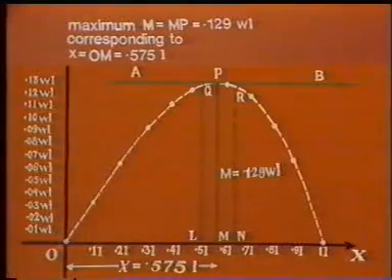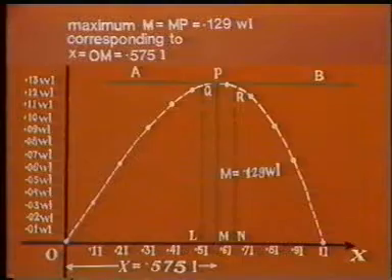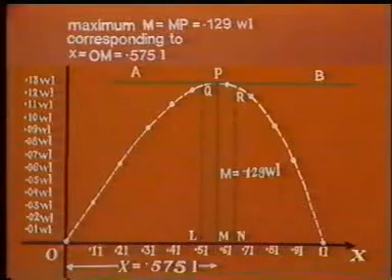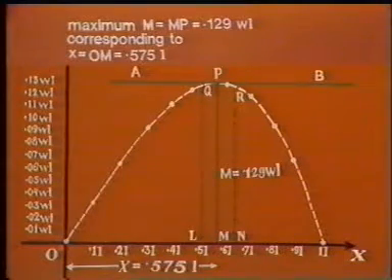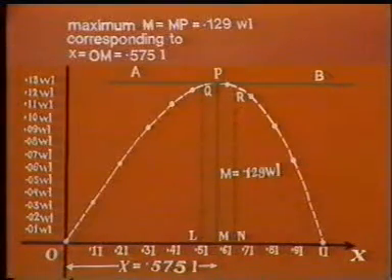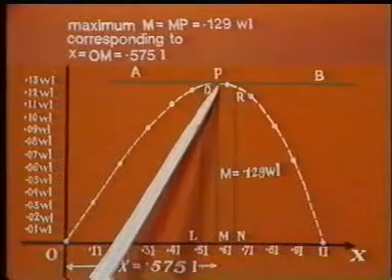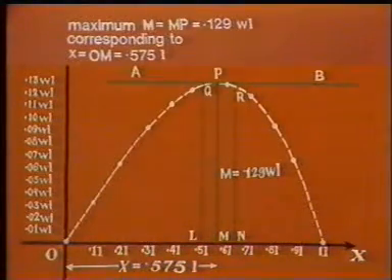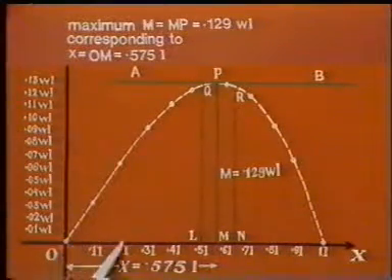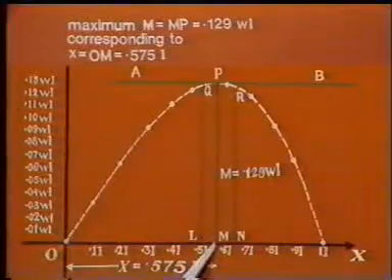Now, from the graph, we can measure the maximum value of the bending moment and the corresponding value of x. From the graph, we obtain the maximum value of the bending moment MP equal to 0.129 WL and the corresponding value of x, OM, equal to 0.575 L.